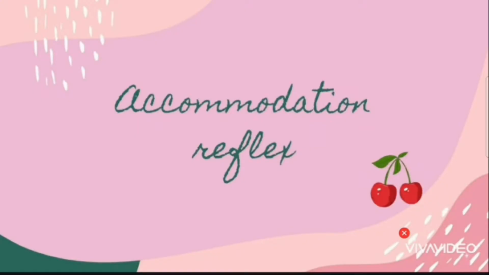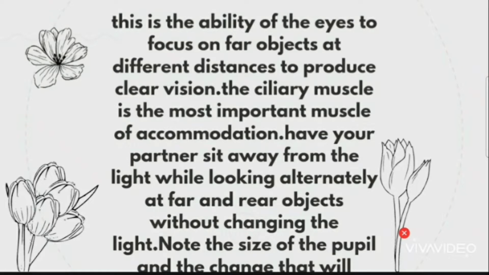Accommodation reflex. This is the ability of the eyes to focus on objects at different distances to produce clear vision. The ciliary muscle is the most important muscle of accommodation. Have your partner sit away from the light while looking alternately at far and near objects without changing the light. Note the size of the pupil and the change that will occur.